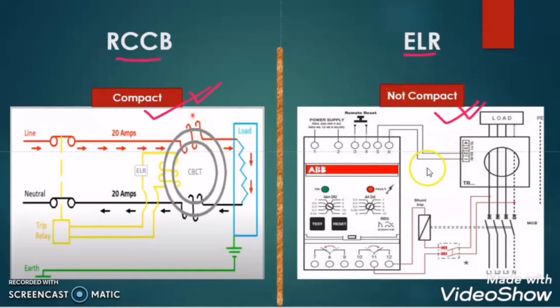But in case of ELR, there is a power source, it is flowing through the CBCT and it is connected to the load. Suppose something happened to the ELR or to the CBCT, we need not interrupt or switch off the load in order to do any maintenance in the ELR or in the CBCT. But of course, it is recommended to turn off the power supply and then do any maintenance. But it is not mandatory. It is not our compulsion to do that. But in case of RCCB, it is our compulsion to interrupt the power supply.